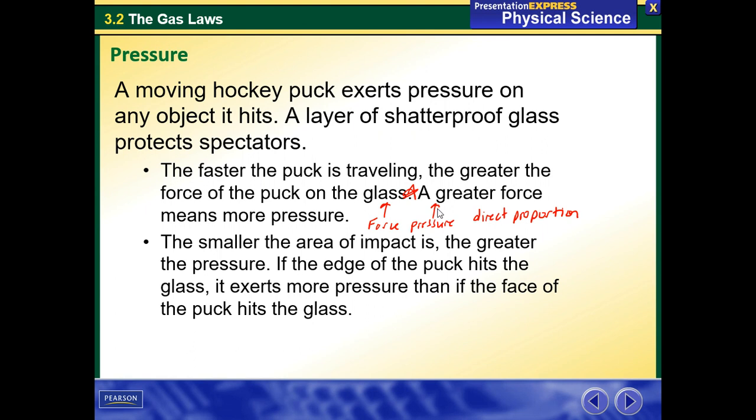Now that we kind of see how force and pressure are related, we also have to take into account area as part of your pressure equation. So let's look at area. It says the smaller the area of impact is, so if the area gets smaller, the greater the pressure. Pressure is actually going to increase. If you hit something with the edge of the puck, it's going to have more pressure than if it were to hit on a flat surface.